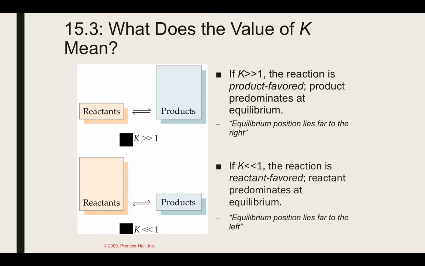It also tells us something about the extent to which the forward and the reverse reactions have proceeded by the time we reach equilibrium. In a products-favored reaction, the forward reaction has proceeded to a large extent by the time we reach equilibrium. In a reactant-favored system, the reverse reaction predominates at equilibrium.